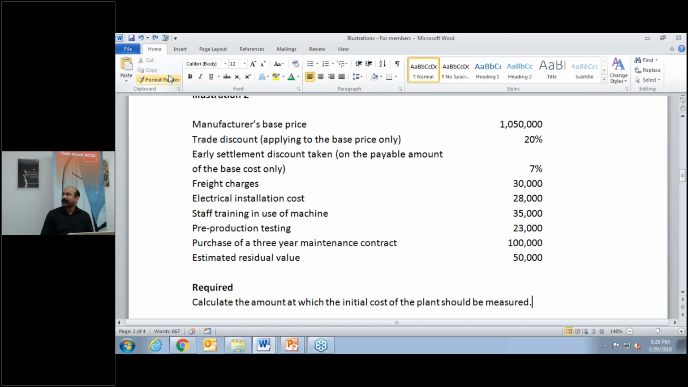Base price 1.05 million, trade discount 20%, early settlement discount taken on the payable amount of the base cost only 7%. Freight charges, this is important, electrical installation cost, staff training in the use of materials, that is very important, without that you cannot run your machine. Pre-production testing, purchase of a 3-year maintenance contract, estimated residual value.